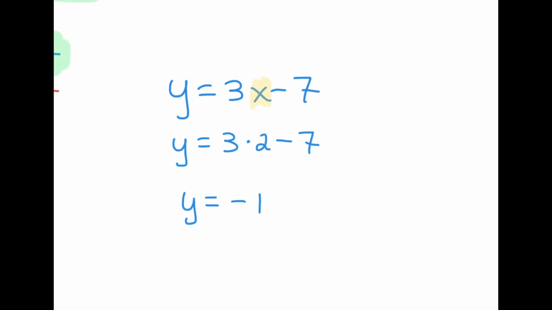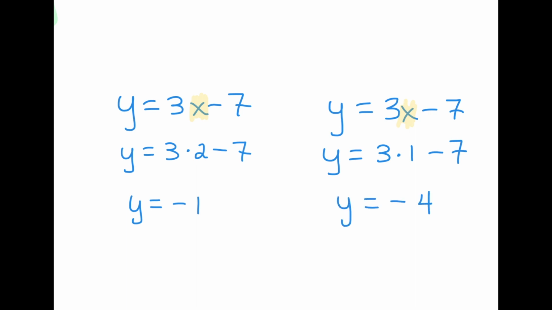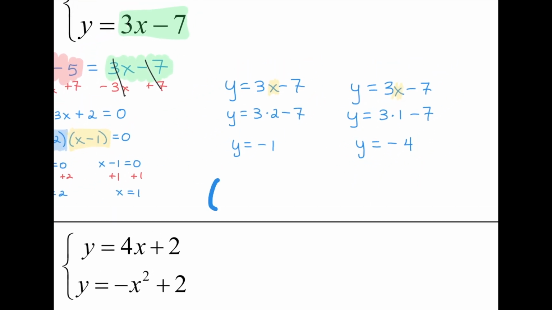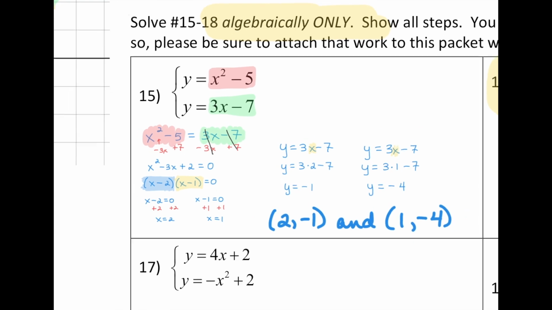I'm going to do that process again with the other x value that I got as an answer, 3x minus 7. I'm going to substitute the positive 1 for the x, so y equals 3 times 1 minus 7. And when you plug that into Desmos, you should get y equals negative 4. And so my solutions for this system are x then y, so 2 then negative 1, and x then y, 1 and negative 4. Those are my solutions for number 15.